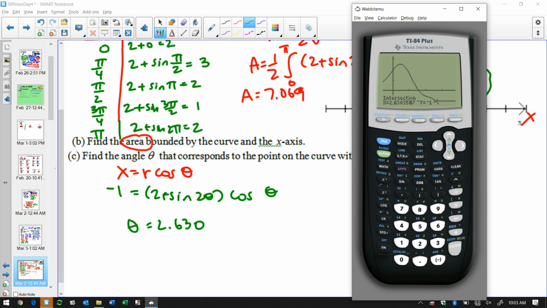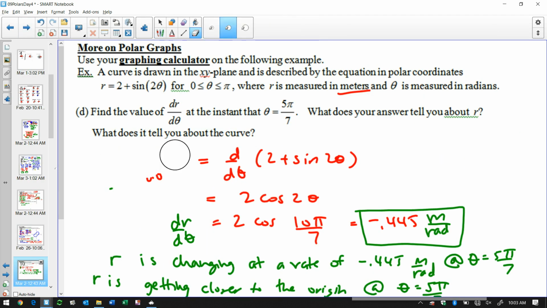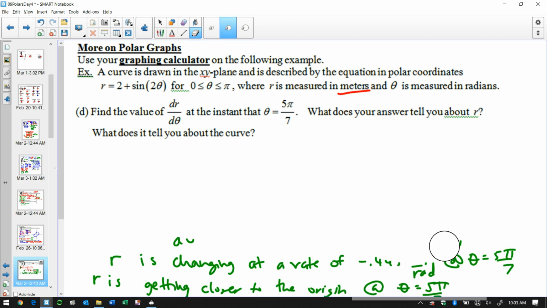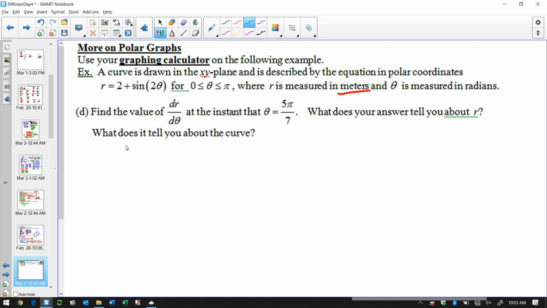And I know it's an x value, but remember I tricked my calculator, and the x's here really are thetas. All right, let's go to letter D. Letter D says, what is dr d theta if theta is equal to 5 pi over 7? And guys, you need to just use Leibniz notation to your advantage. All of the algebra works here, okay? If you don't know what to do, just start doing algebra, okay?